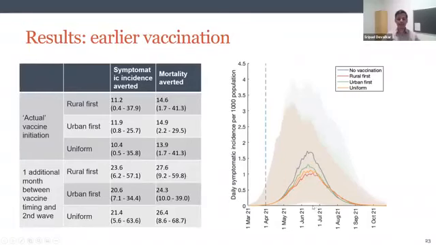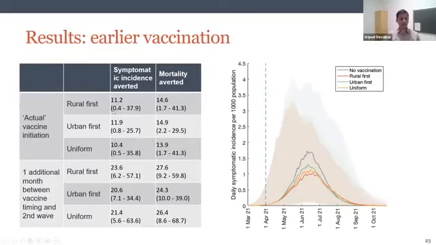Instead of that, if let's say the gap between when vaccination started and when the peak of the second wave occurred was a month more, then what would have been the impact of following each of these different strategies? And what we find is under a rural first strategy, you'd have had about 24% reduction in incidence and about 27% reduction in mortality. And similarly for urban, it's slightly lower, uniform, it's slightly lower.